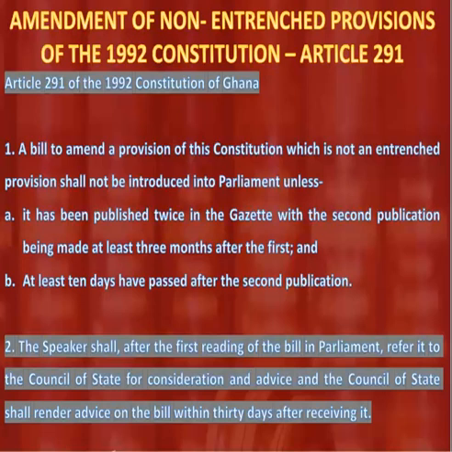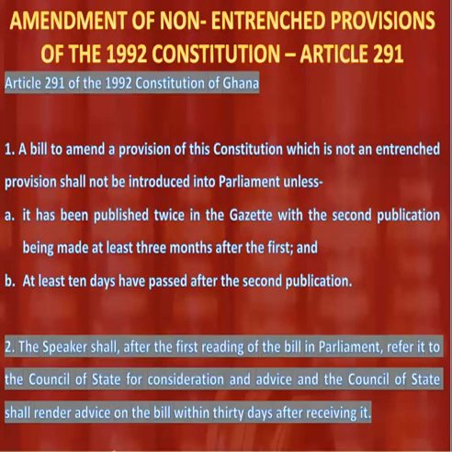Now let me read what the article says again. It says that unless it has been published twice in the Gazette, with the second publication being made at least 3 months after the first. What does this mean? It means that it must be published twice in the Gazette. Now, when you publish the first one, at least 3 months must pass before you publish it for the second time in the Gazette. That is when you can be deemed to have satisfied Article 291 clause 1A.